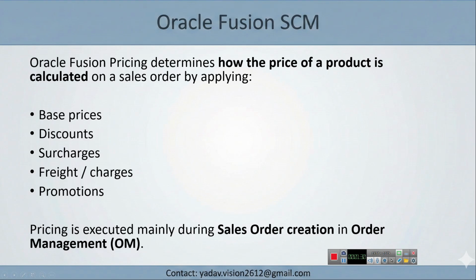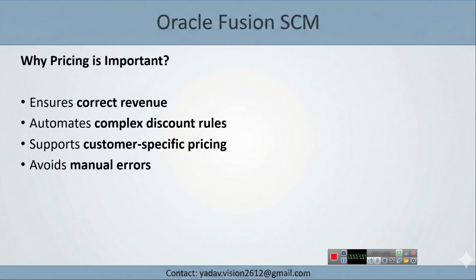These are a few key components from the pricing side: base prices, whatever discounts get applied, surcharges, freight, and promotions. Majorly they get applied at the sales order line level whenever you enter the item. Then in the background, the pricing engine runs and picks up your price. Let me take you to the next slide.